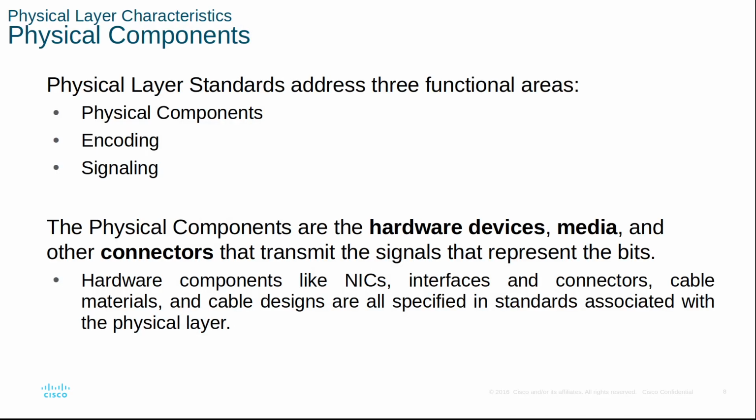So the physical layer: any standard that works at the physical layer has to address three functions. It has to address how the physical components are used and how they work, how data is encoded, and signaling, which we're going to look at in a minute. Physical components are the actual hardware network devices themselves, the media, and any connectors used to connect those things. So things like hardware NICs, interfaces, connectors, cables, different types of cables, different cable designs, all have associated standards at the physical layer. We're going to look at some of them today.